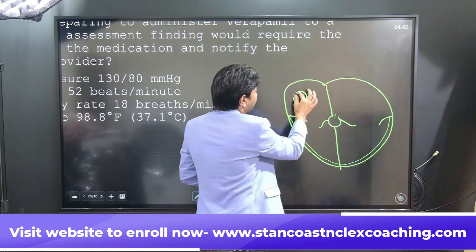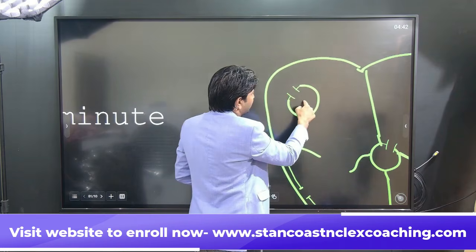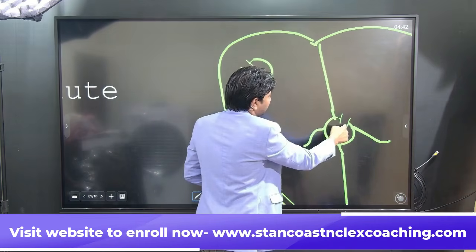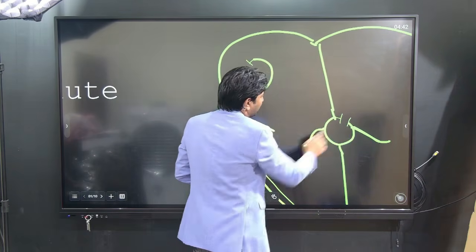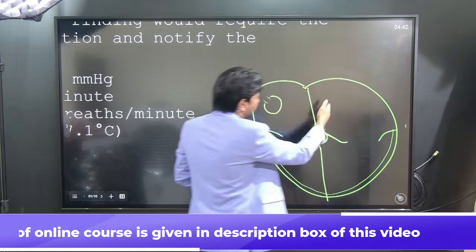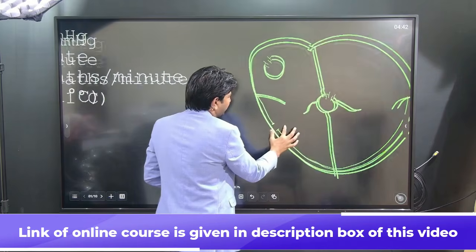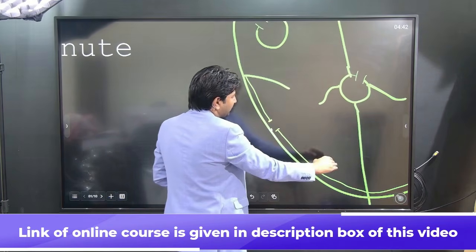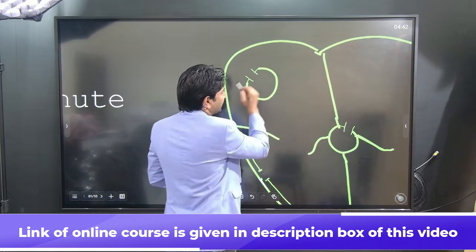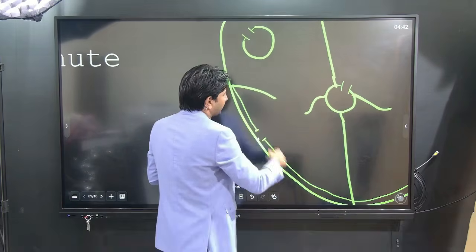Now, in the SA node, there are channels, gate-like structures called calcium channels. Calcium enters the SA node through here, and these same channels are also found on the AV node. So calcium enters the AV node, allowing the impulse to conduct from the atria to the ventricles. And these same gates are also present on the heart's myocardium. These are known as SA node calcium channels, AV node calcium channels, and myocardial calcium channels.